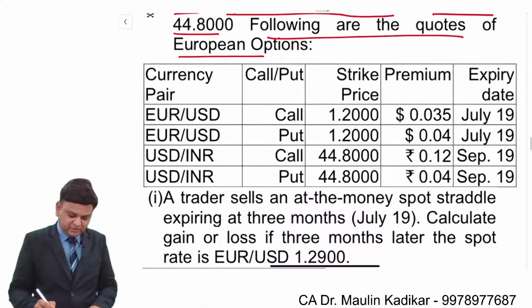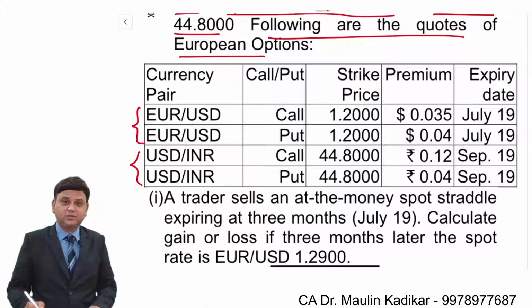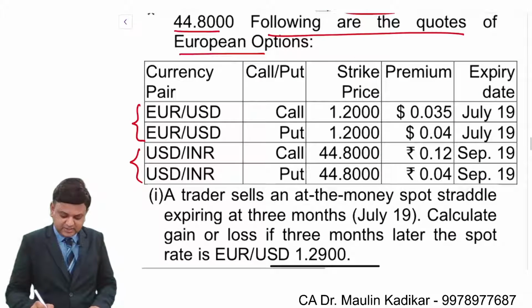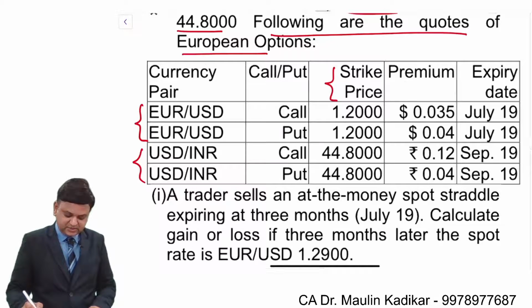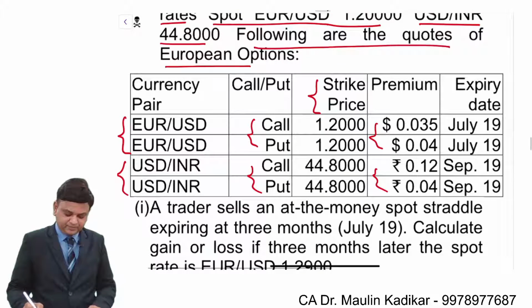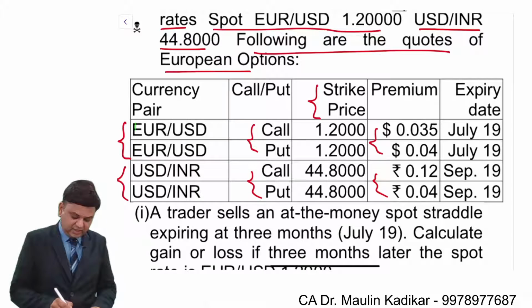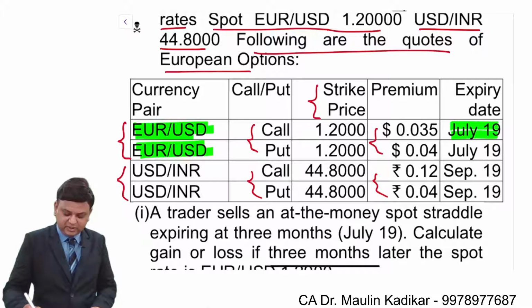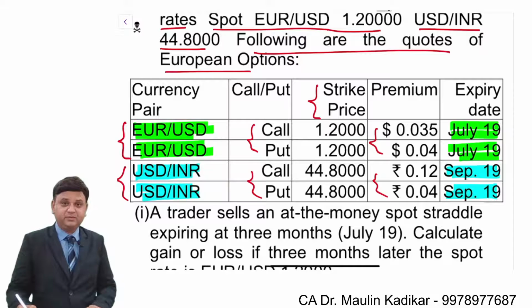So the currency pair is given to us, wherein it is euro dollar and it is, say, the rupee dollar. So we understand that, say, this is the exercise price, call option and put option premium information is given to us. As far as the dollar and euro is concerned, the expiry is 19th of July. And for rupee and dollar, the expiry is 19th of September.